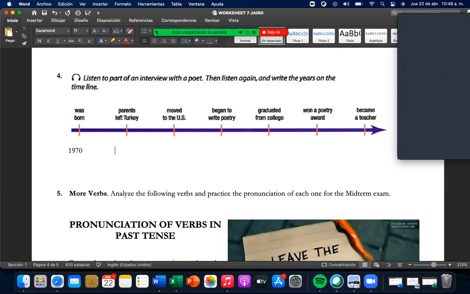And then we have a second important event in his life, and it is when his parents left Turkey. Do you have any idea about the year? 1975. 1975, when this guy was 5 years old, right? Okay, and then he joined his parents in the US in what year? 1980. 1980. Okay, so 10 years, right? He was 10 years old when he moved to the United States.